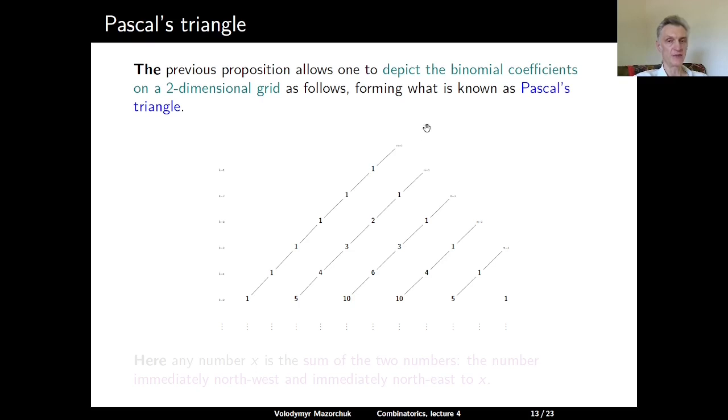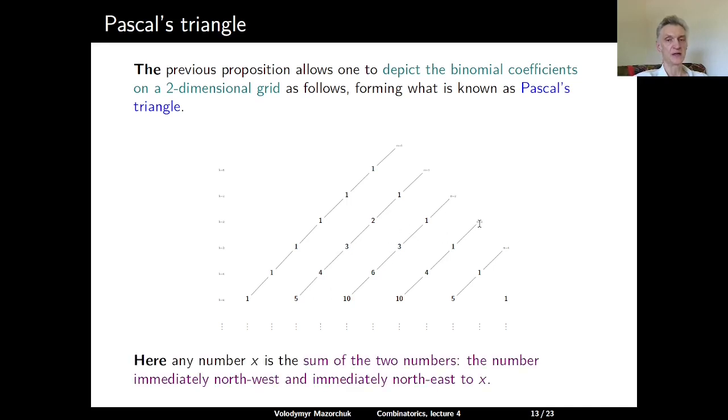So the value of m here goes diagonally, so this diagonal is m equals 0, this is m equals 1, and so on. And here, in this grid, any number is equal to the sum of the two numbers immediately to the northwest and northeast of it. So 1 is equal to 1 plus 0.